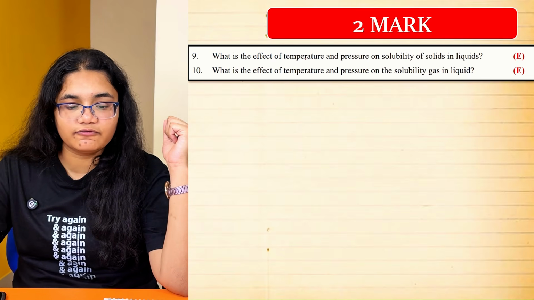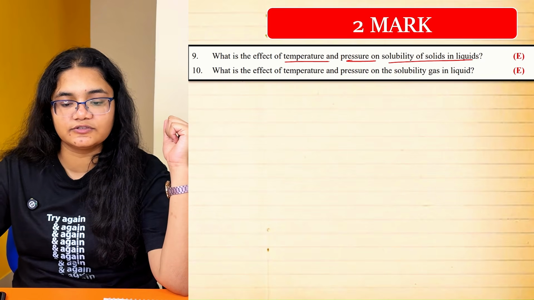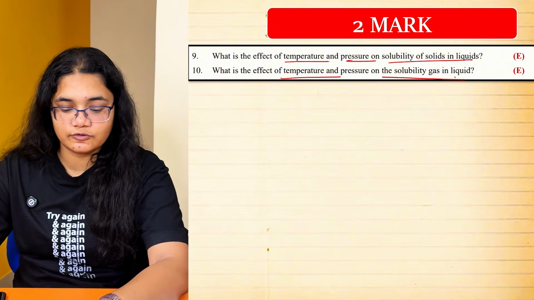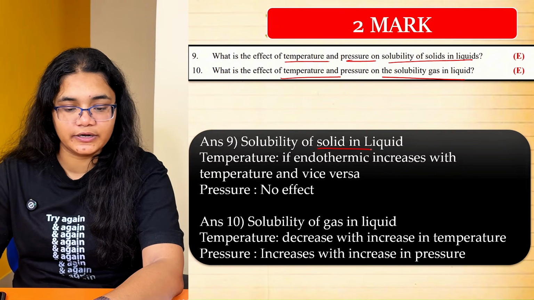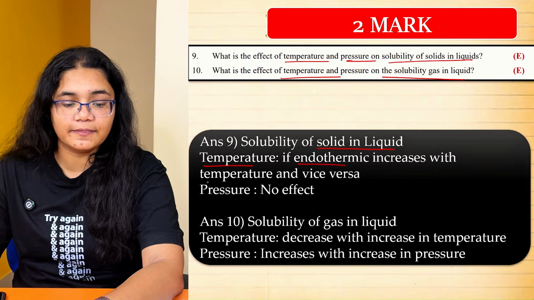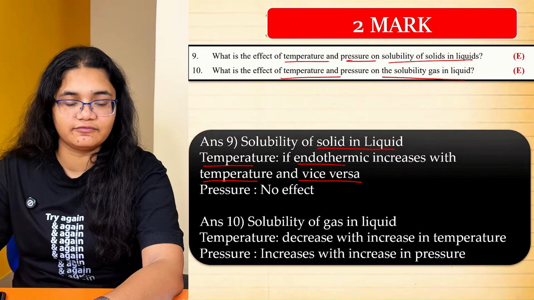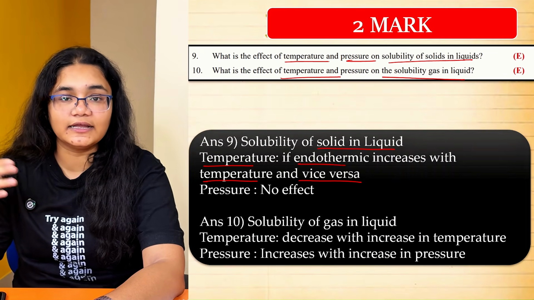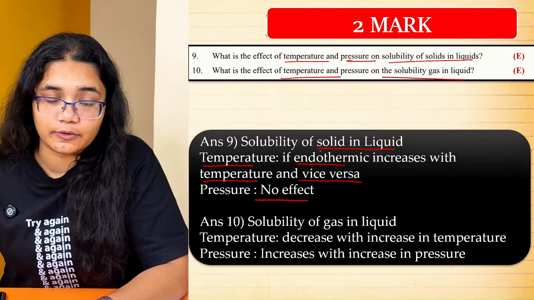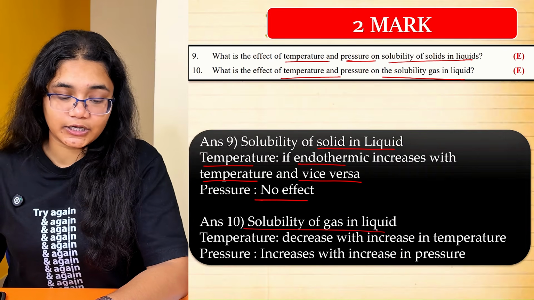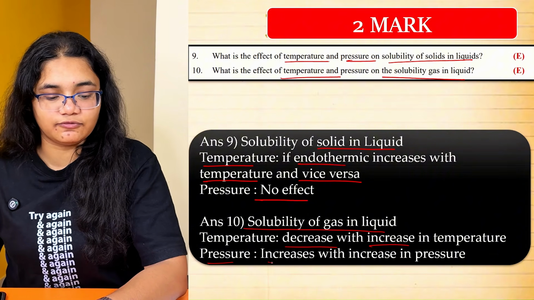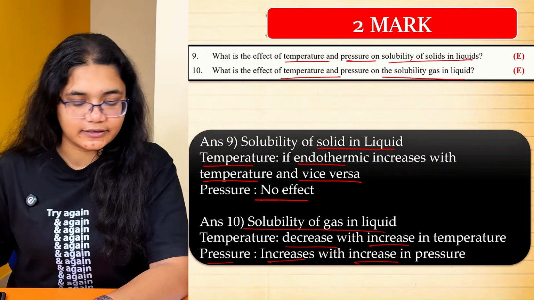Next is, what is the effect of temperature and pressure on the solubility of a solid in a liquid, and the effect of temperature and pressure on the solubility of a gas in a liquid. So first of all, we'll talk about the solubility of a solid in a liquid. For temperature, if the dissolution process is endothermic, then solubility increases with the temperature, and vice versa. If it is exothermic, then it will decrease with the increase in temperature. And pressure has no effect on the solubility of a solid in a liquid. Now coming to the solubility of a gas in a liquid, if you increase the temperature, solubility will decrease, and if you increase the pressure, solubility will increase.